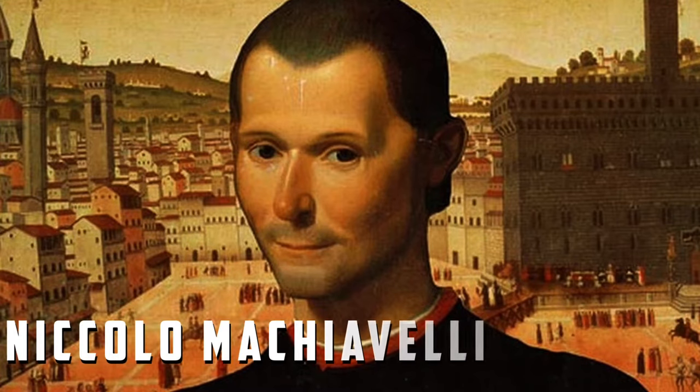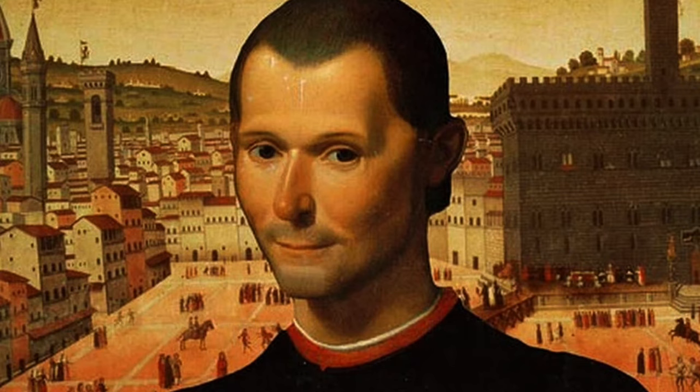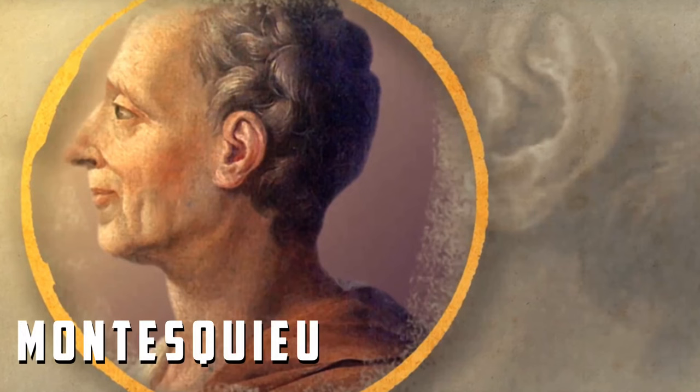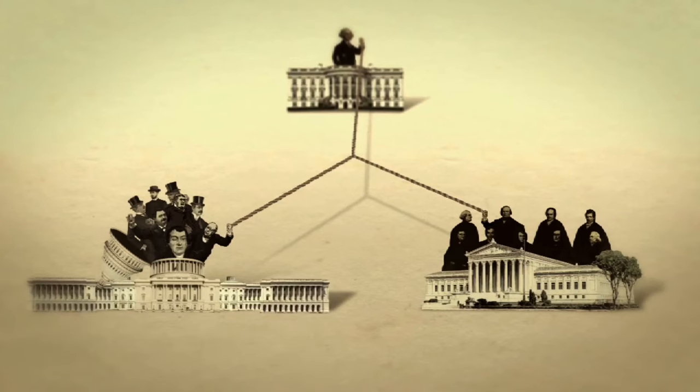Niccolò Machiavelli believed that the republic could only survive as long as its citizens actively participated in government. They needed to put the needs of the republic above their own, and government should be of and for the people. Montesquieu believed that the power of government must be divided. This is our concept of separation of powers, in which we have a legislative, executive, and judicial branch.